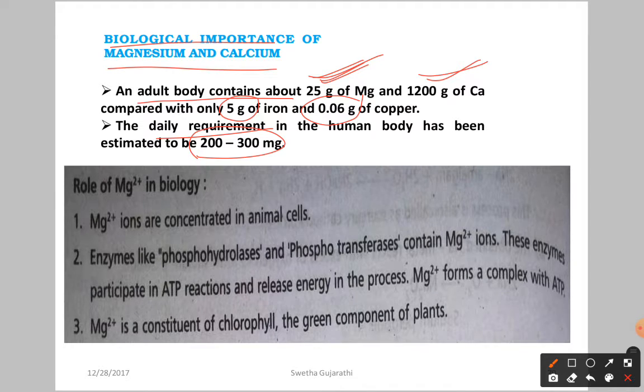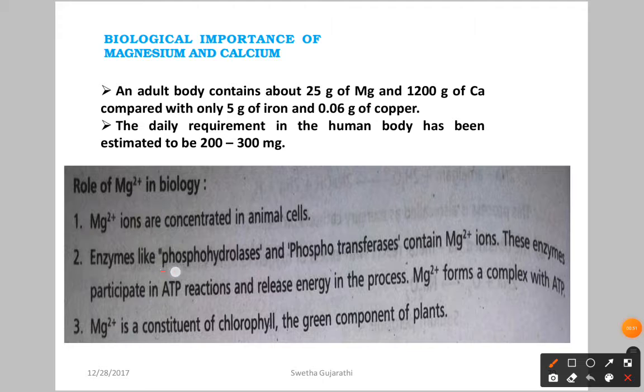Now, the role of magnesium, the Mg+2 ion. It is present in animal cells. Concentrated means it is present in higher amounts. As you know very well, we have animal cells, and it is concentrated in the animal cell.